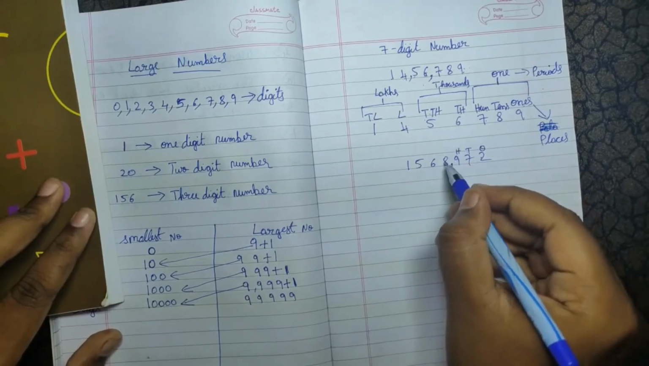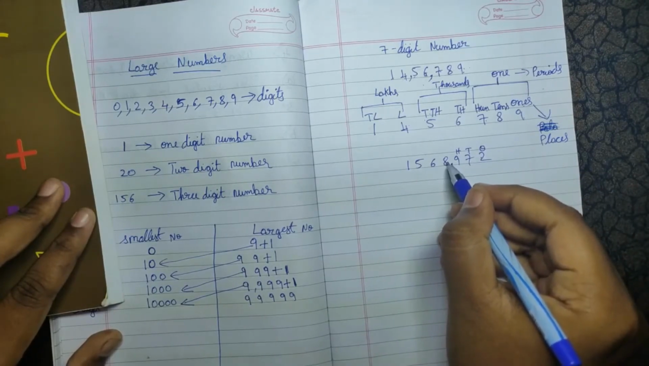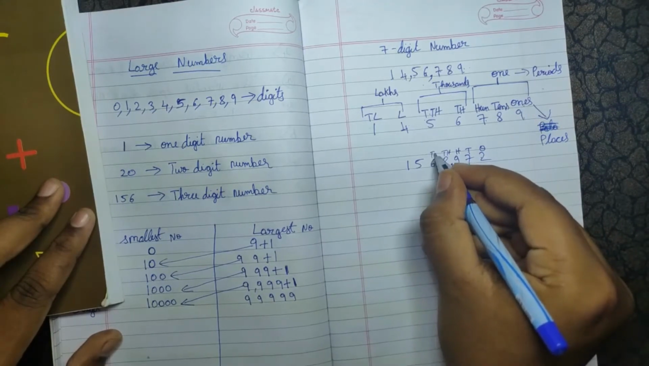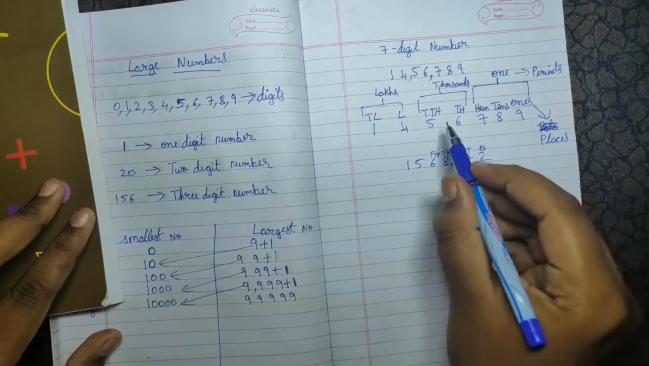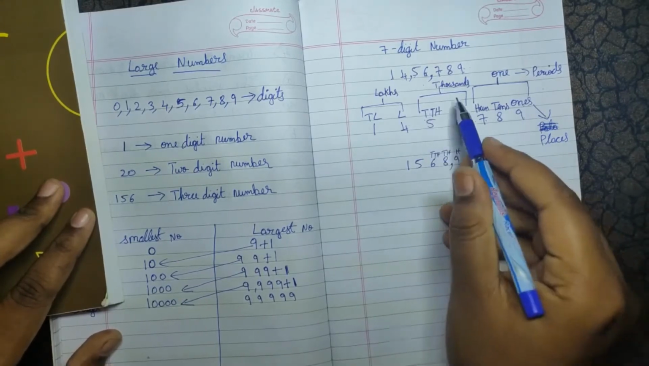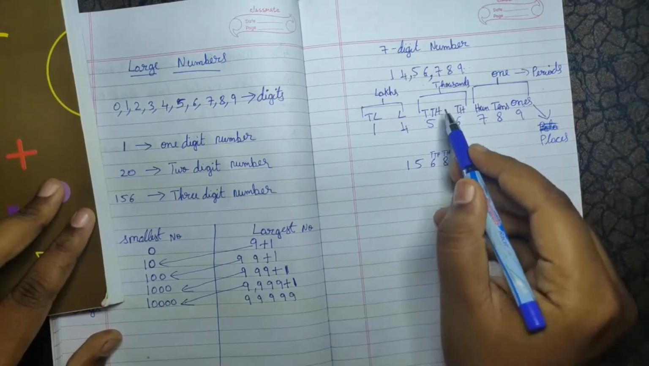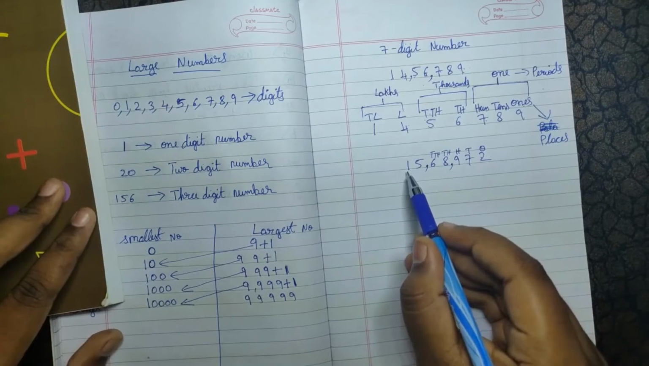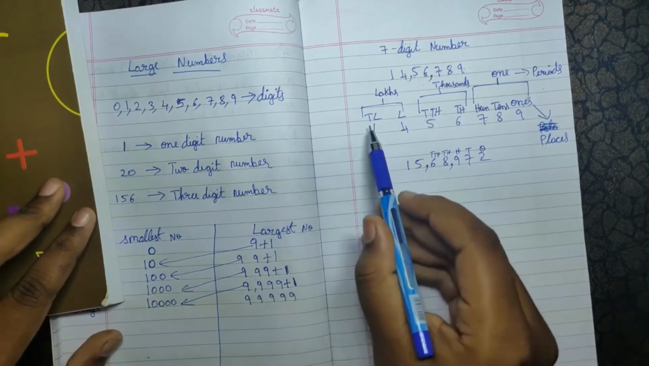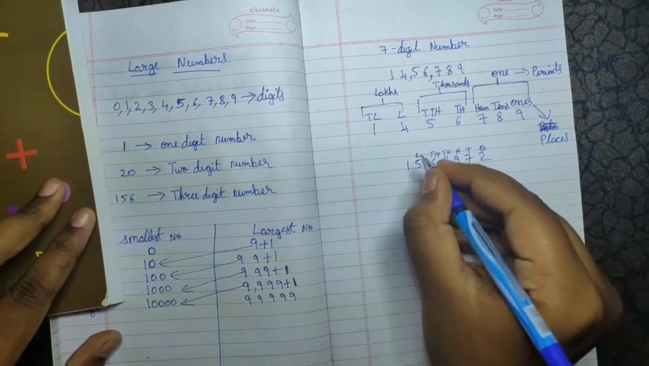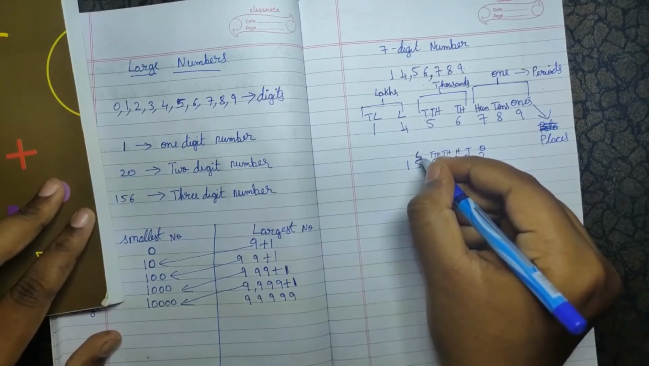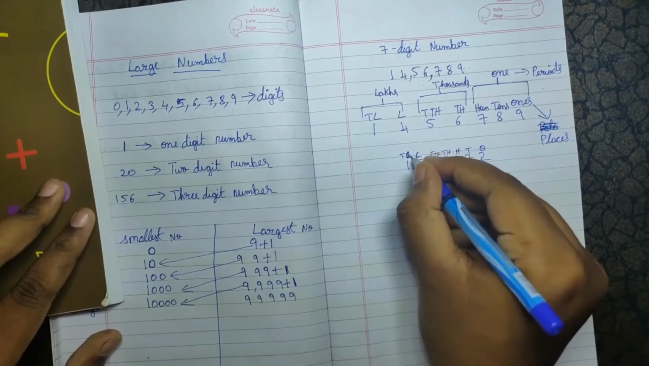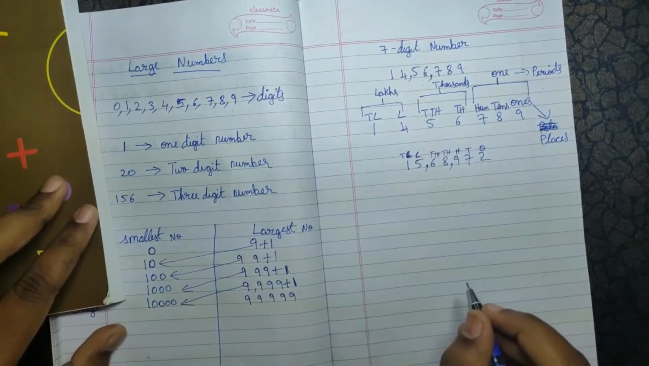Now what is this? This is thousands, correct? No, this is 10,000. So 10,000 and 1,000 will come under what? Thousands period. So I'll put one comma here. Now this is what? 15, correct? No, this place is what? Lakhs. This is 10 lakhs. Okay, 10 lakhs.